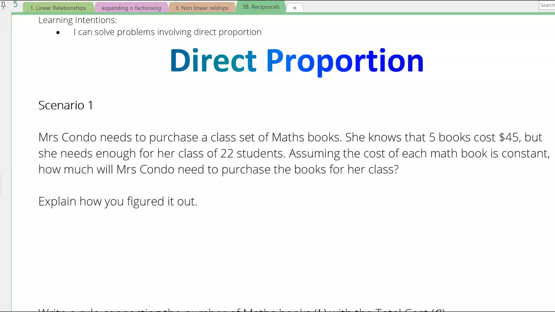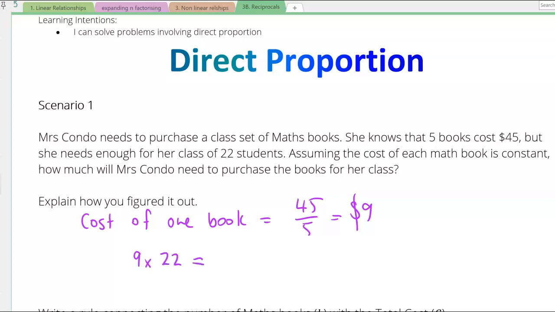All right, so we've decided that if we work out the cost of one book by doing 45 divided by 5, we get $9. And so Mrs. Kondo needs 9 times 22 books. How much is that going to cost? 198.